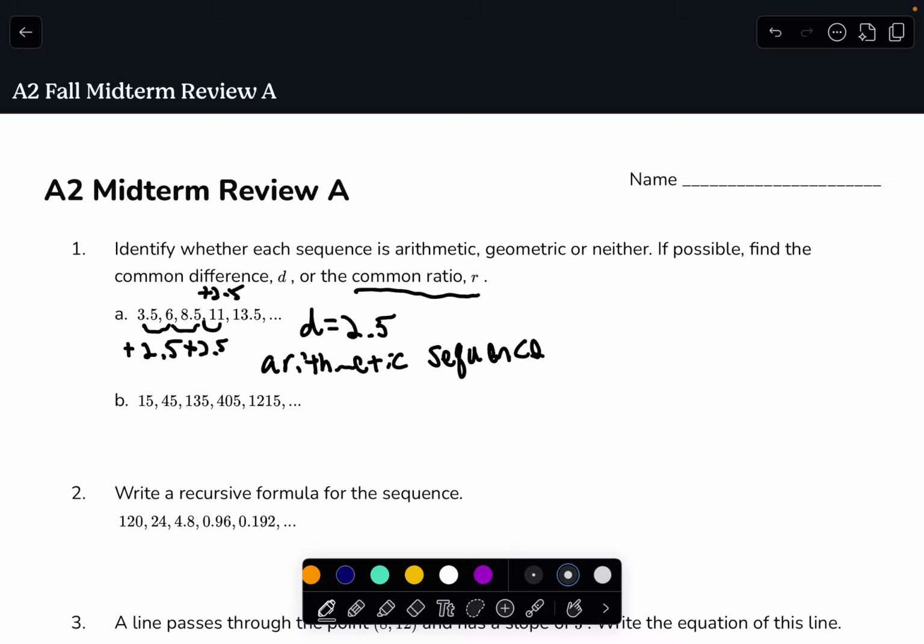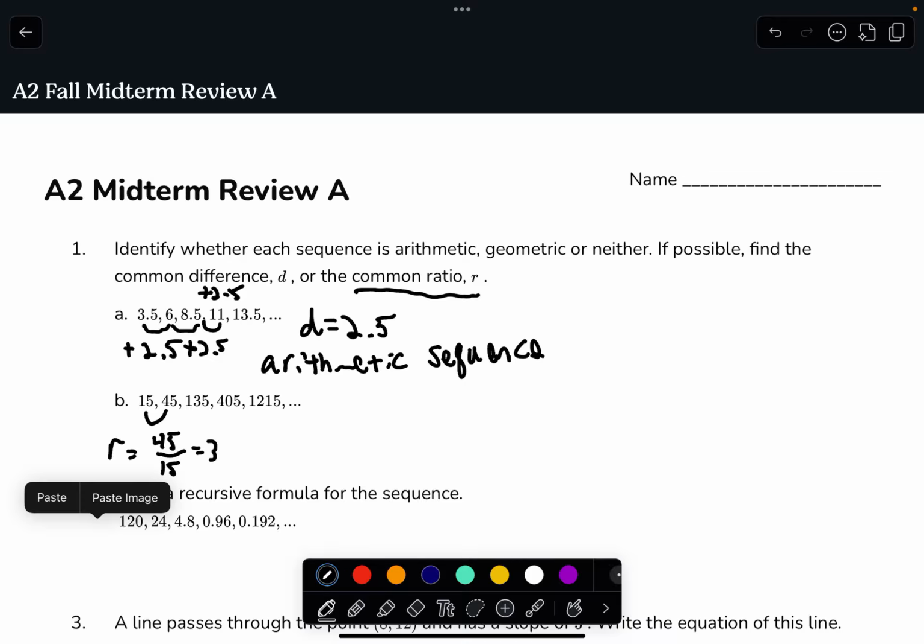Okay, arithmetic sequence. On the next one, we're going from 15 to 45, and you're adding 30. And then 45 to 135, and we're adding more than 30, so it's not adding the same number, so it's not arithmetic. Let's see if we're multiplying by the same number. To go from 15 to 45, the common ratio is the bigger number, or the one to the right, 45 divided by 15, equals 3. Then we check. To go from 45 to 135, do we multiply by 3? Yes, we do. And you'll find out if you checked all of them that you do multiply by 3.